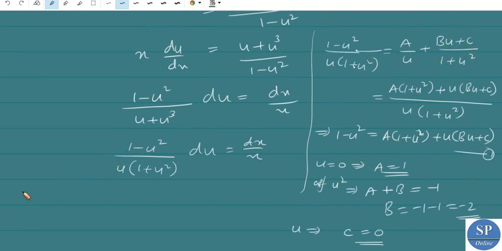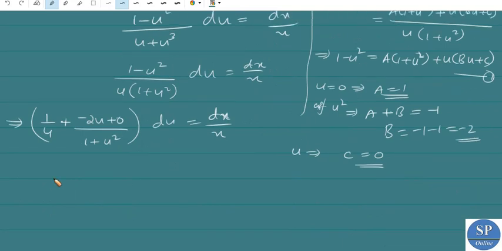So this can be written as 1 minus u square divided by this, equal to this. So A by u. What is A? A is 1, so 1 by u plus (Bu plus C). B is minus 2 and C equals 0, so minus 2u plus 0 divided by 1 plus u square, using this, into du equal to dx by x.